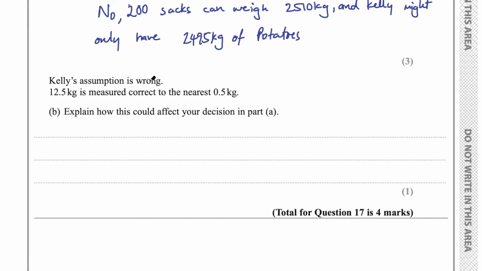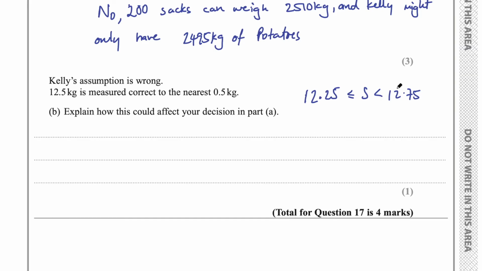Okay, part B says Kelly's assumption is wrong. 12.5 kilograms is measured correct to the nearest 0.5 kilograms. Explain how this could affect your decision in part A. So if 12.5 kilograms was measured to the nearest 0.5 kilograms, we need to change our upper and lower bounds. So what would round to 12.5 to the nearest 0.5? 12.25, if I was rounding that to the nearest 0.5, would round up to 12.5. So it would be greater than or equal to that, and it's going to be less than 12.75. Anything less than that rounds down to 12.5.